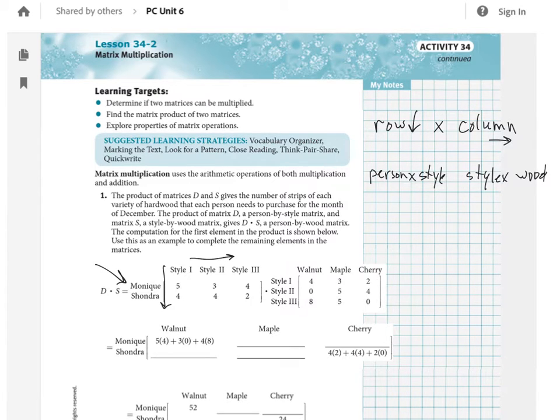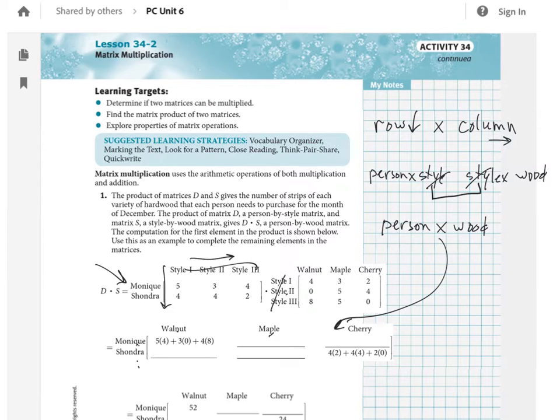Now, when you multiply matrices, these middle two numbers have to match. They have to be the same number, the same description. So we have style 1, 2, 3, style 1, 2, 3. What happens is they actually cancel each other out, and the result would be a person by wood matrix. You can see that's exactly what happens: the two people going down and the types of wood going across.